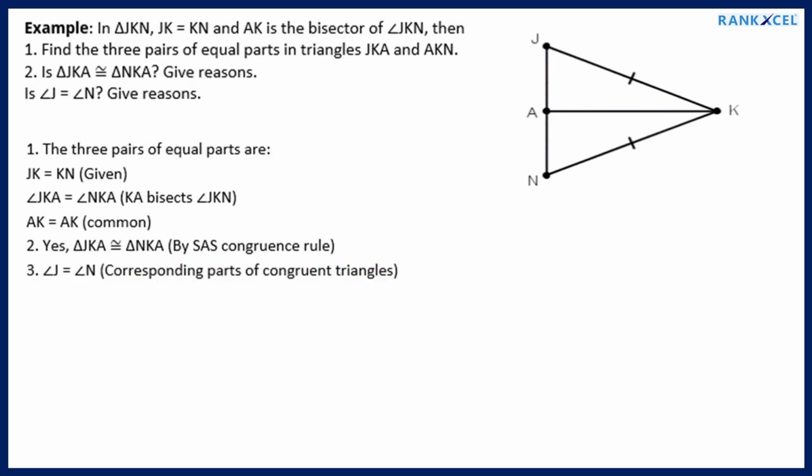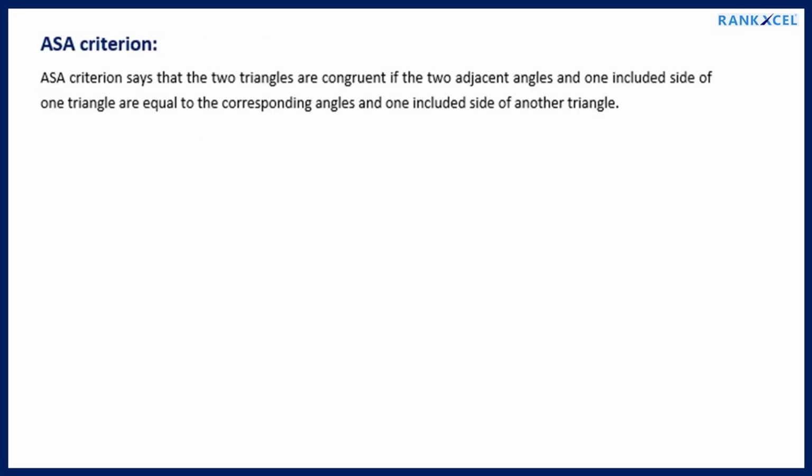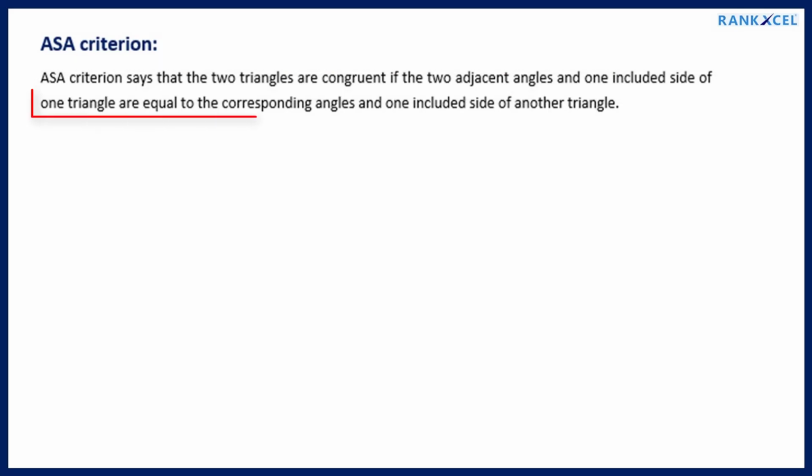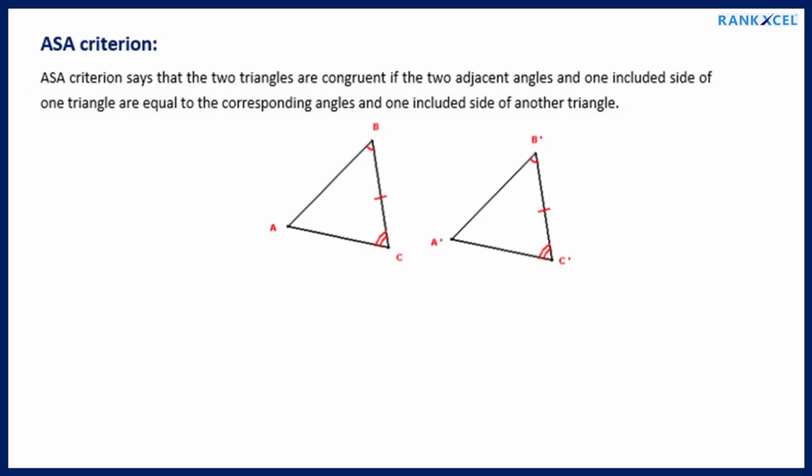ASA criterion. The ASA criterion says that two triangles are congruent if two angles and the included side of one triangle are equal to the corresponding angles and included side of another triangle. If angle B equals angle B dash, side BC equals B dash C dash, angle C equals angle C dash, then triangle ABC is congruent to triangle A dash B dash C dash.